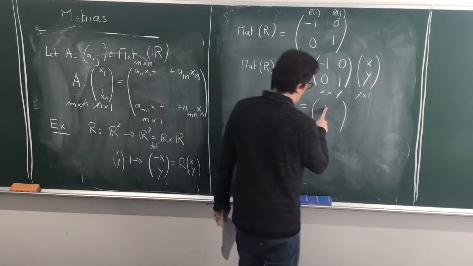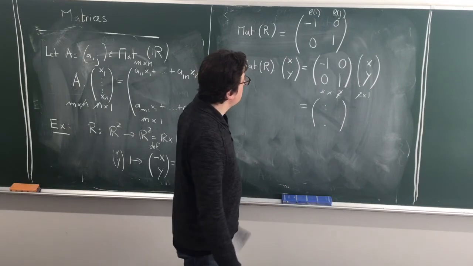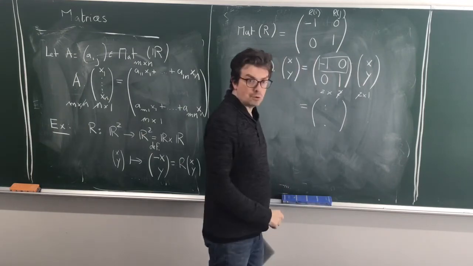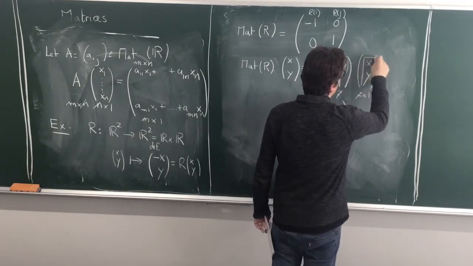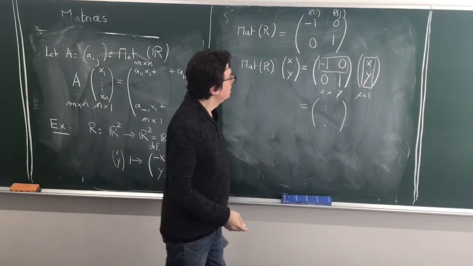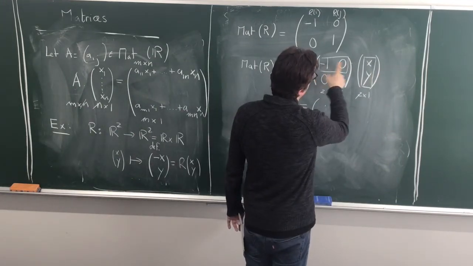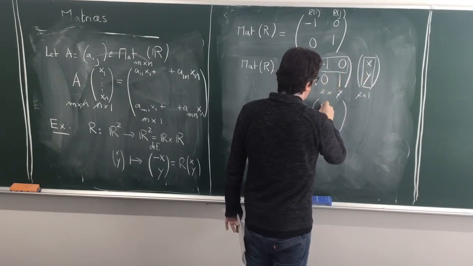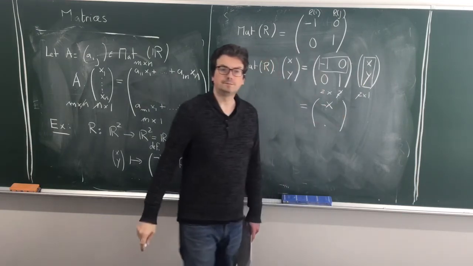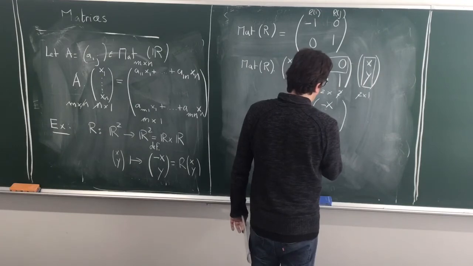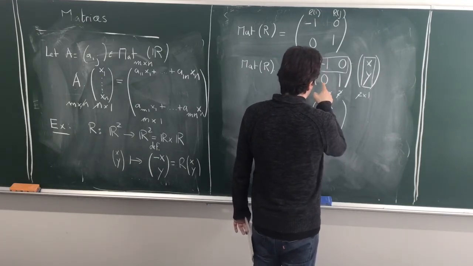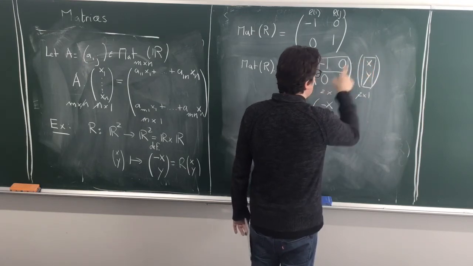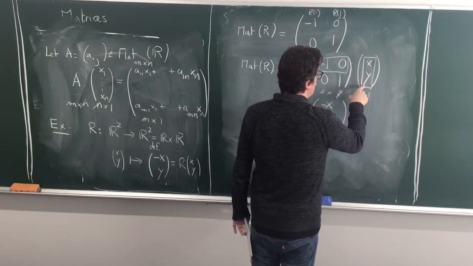How do I find the first one? Well, let's use a visual interpretation of the formula. I'm going to consider this first row, and I multiply it by the only column that I have. What do I get? I get -1 times x plus 0 times y, so altogether I get only -x. To get the second entry, I multiply the second row, 0, 1, by the only column. So I get 0 times x plus 1 times y, which is y.